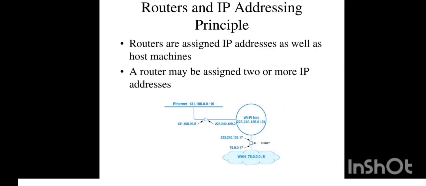The router addressing principle: routers are assigned an IP address as well as the host machine. A router may be assigned 2 or more IP addresses. Here you can see the example, the Wi-Fi and Ethernet. Here they use 2 or more IP addresses to connect between them.